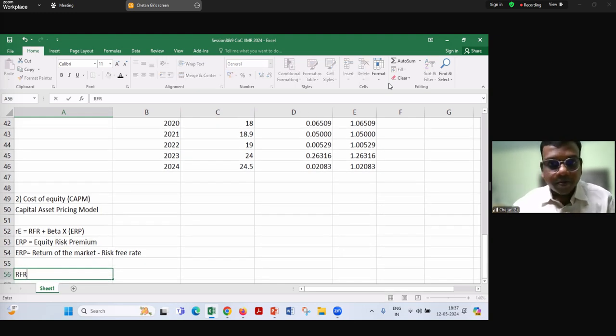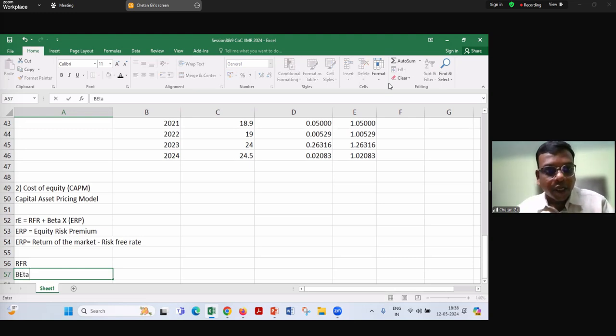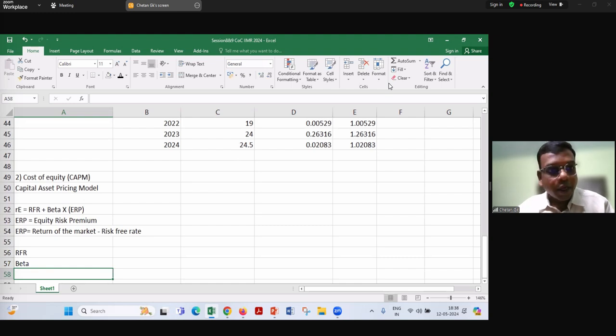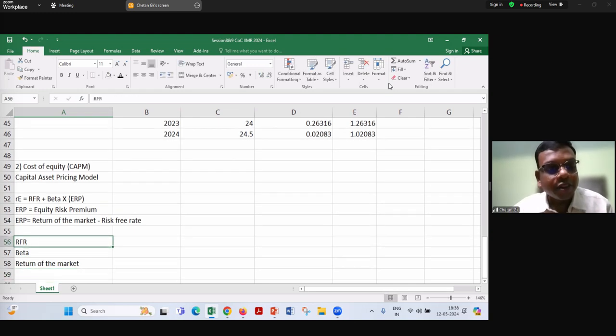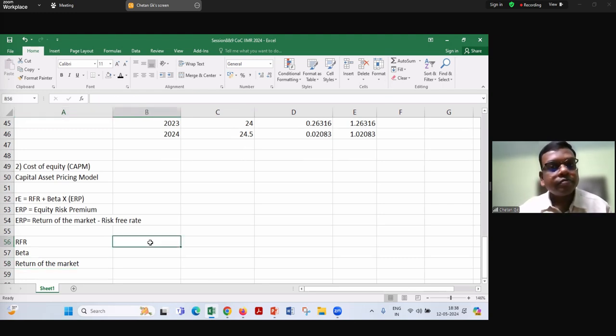The risk-free rate, we have to compute this, or we should assume what the risk-free rate should be, which means we have to assume some proxy for this. Beta we should be computing. And the next one is the return of the market. So if we know all three parameters, we should be able to compute the cost of equity by the CAPM model. Correct? So can we now go and assume what the risk-free rate should be?